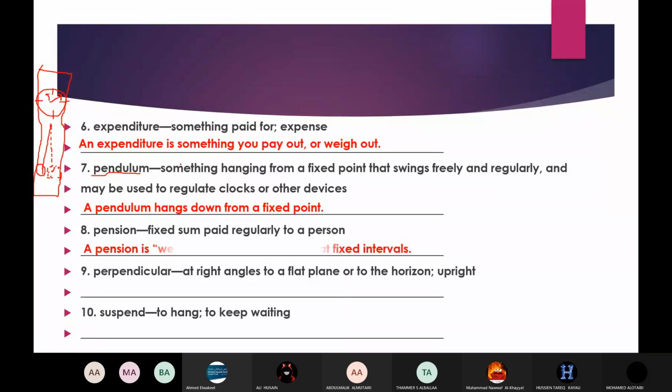Pension is a fixed sum paid regularly to a person. Consequently, a pension is paid out or counted out at fixed intervals.